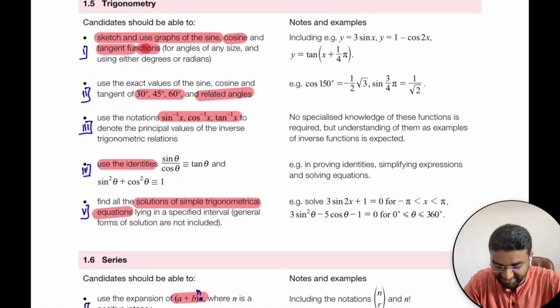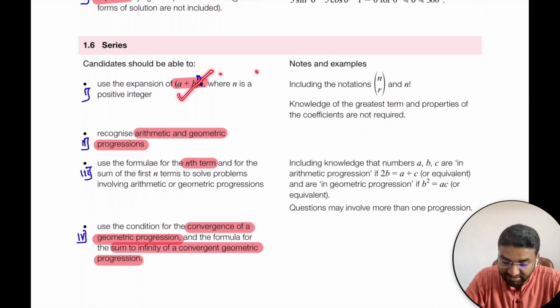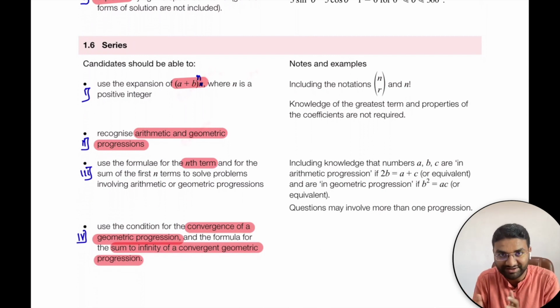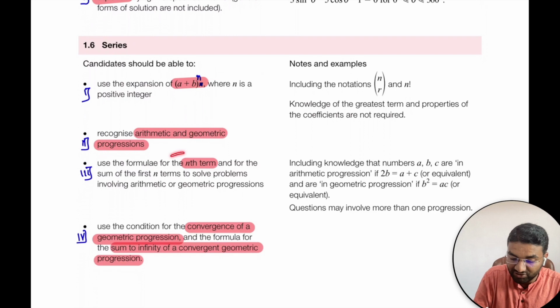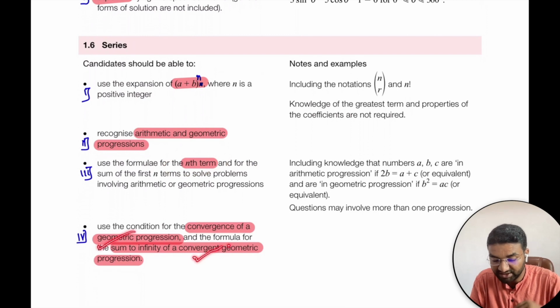Then you have the 6th topic, that is series. Expansion of (a + b) raised to n is there. Arithmetic and geometric progression part. Then how to find the nth term. Then the convergence of the geometric progression, the sum to infinity of a convergent geometric progression, is there for AS level.